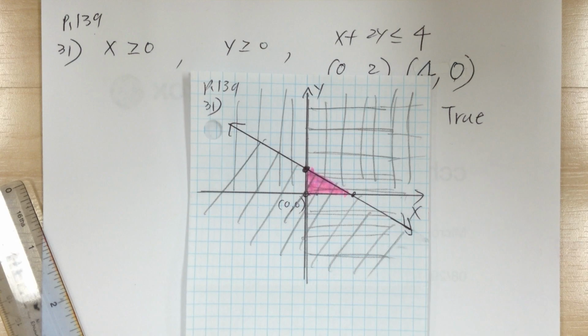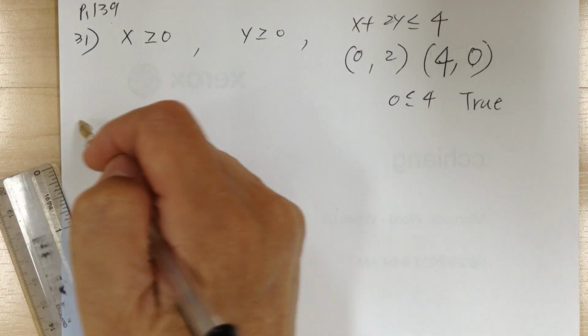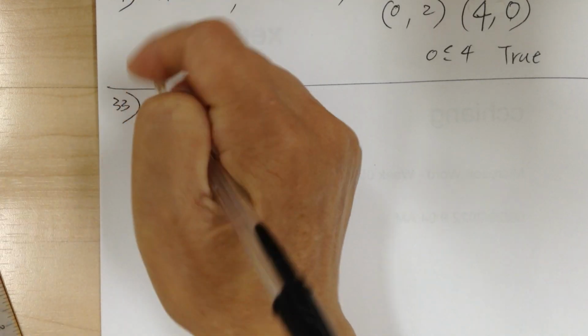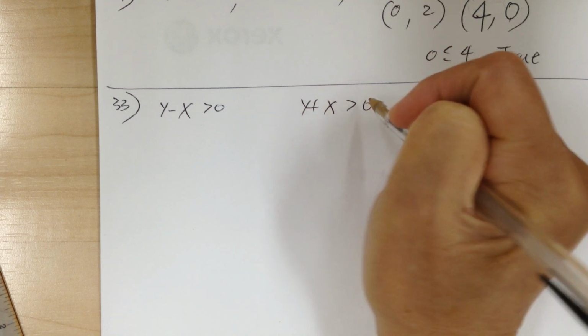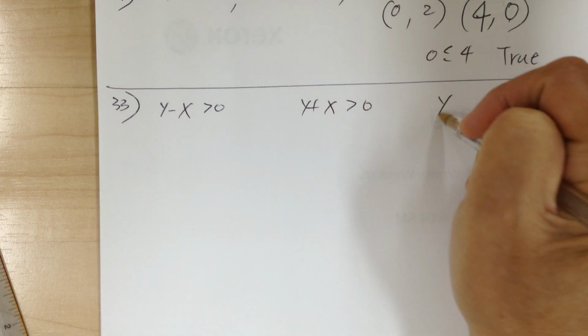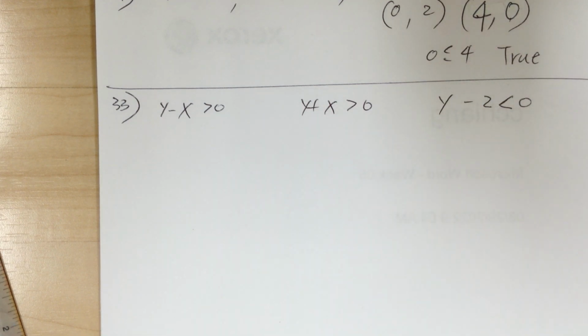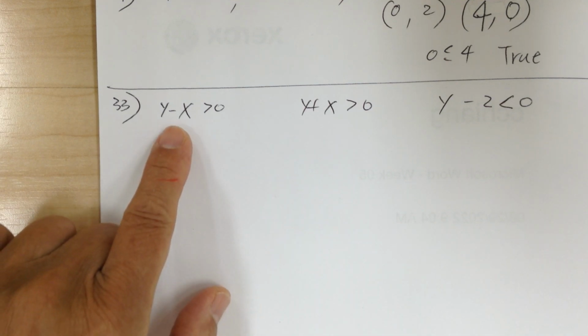Okay, let's go to the next one, number 33. You got y minus x is greater than or equal to 0. You got y plus x is greater than 0. And we got y minus 2 is less than 0. So let's go and do this one first.